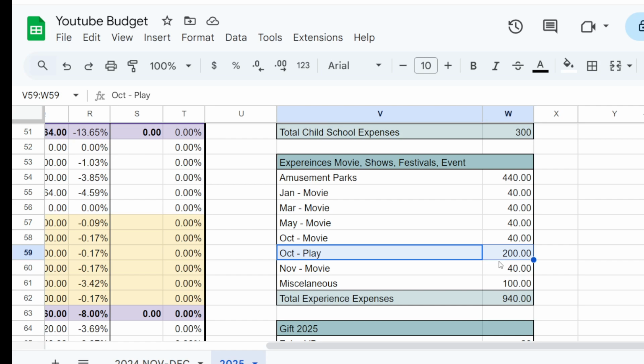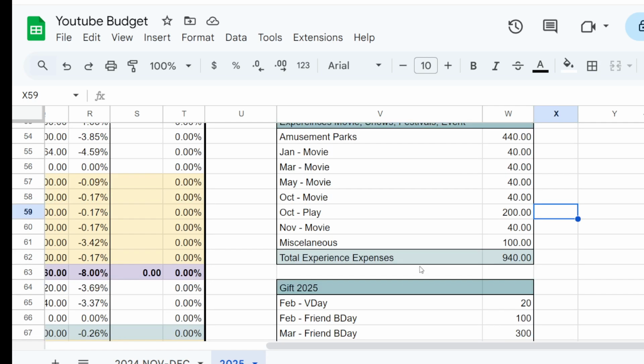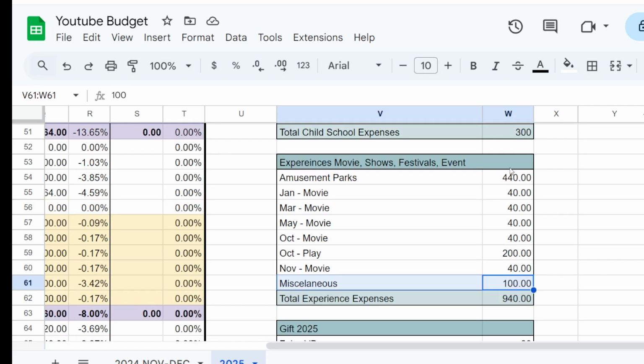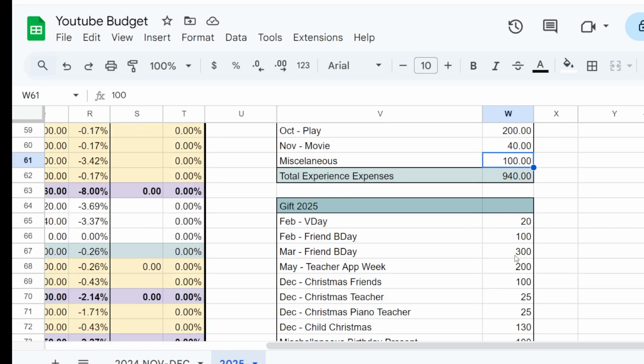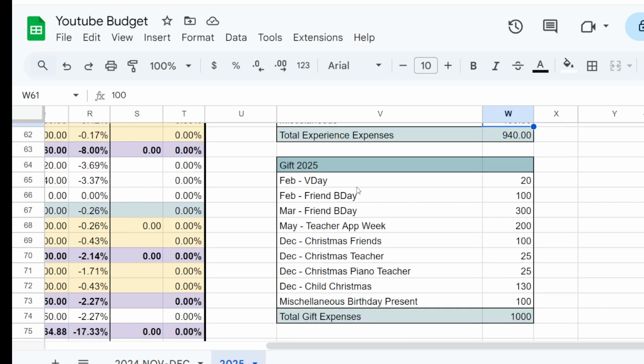So in October, usually in the fall time frames, I do go to plays. Sometimes they're ballet plays. Sometimes it's like a Broadway style show. Those are kind of expensive, so I put that at $200. And miscellaneous, for anything else I'm not really sure of, maybe if I buy popcorn or whatever, I put that at $100. So for gifts, Valentine's Day, this is for the class.